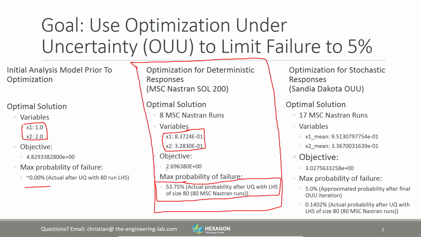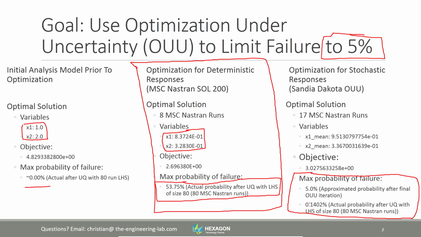So this is not good for us because we actually want a design that has a maximum probability of failure of 5%. So by the end of this video, what you'll see, we'll configure an OUU, and then we get the optimal values for the means of the uncertain variables, which are the cross-section variables. But you'll find out that the maximum probability of failure at the end is actually 0.14%, which is less than 5%. So by the end, we will have a safe structure that will survive the randomness of when you manufacture it.